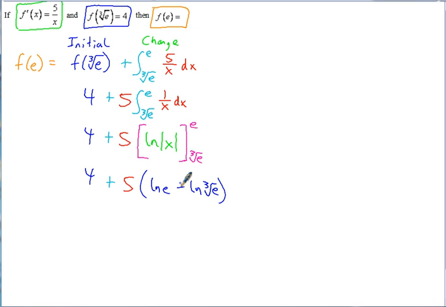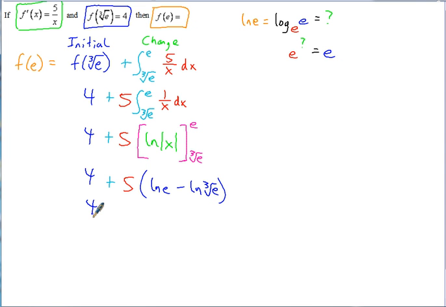So let's see if we can simplify this at all by figuring out what's the natural log of e and what's the natural log of the cube root of e. Well, the natural log of e, remember, natural log is the same as log base e, of e in this case. So to figure out what this equals, the question you ask yourself is, e to what exponent gives you what's inside the log, which is e. In this case, you can see that would just be to the first power. So the natural log of e is just 1.